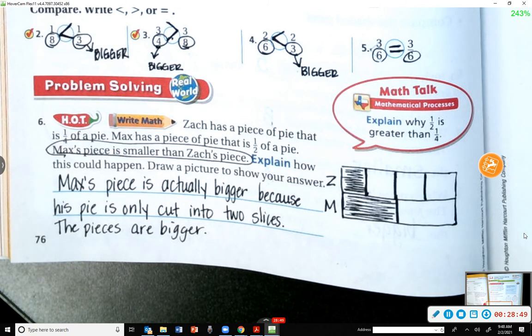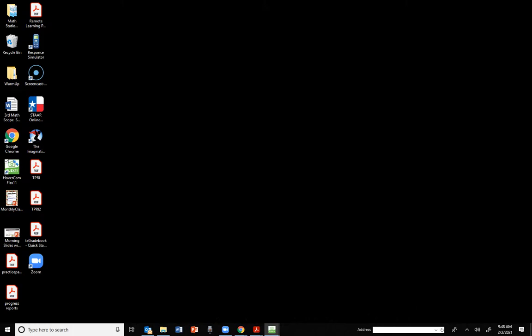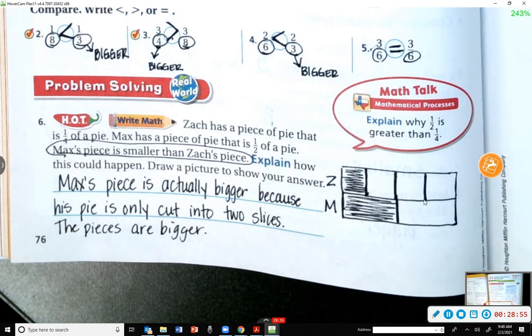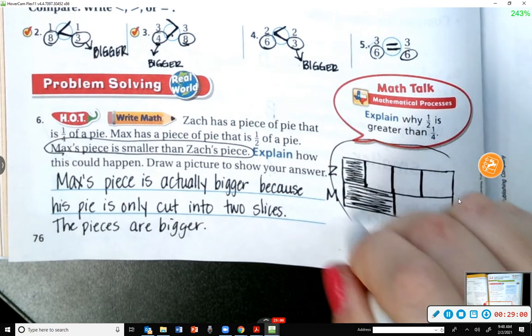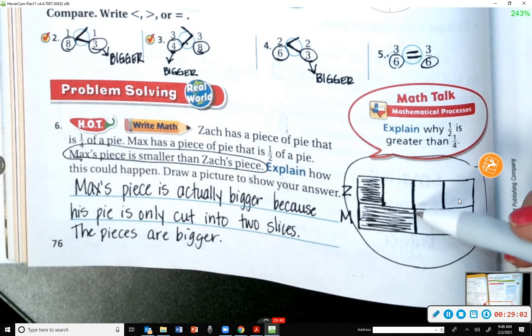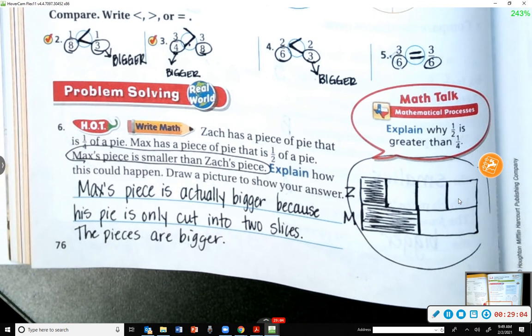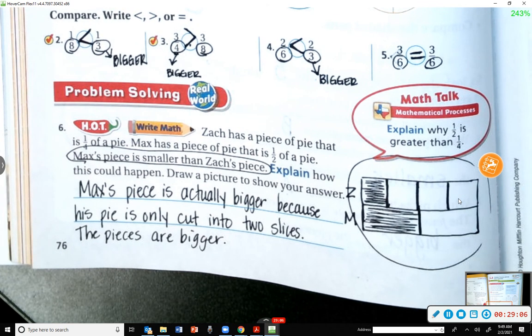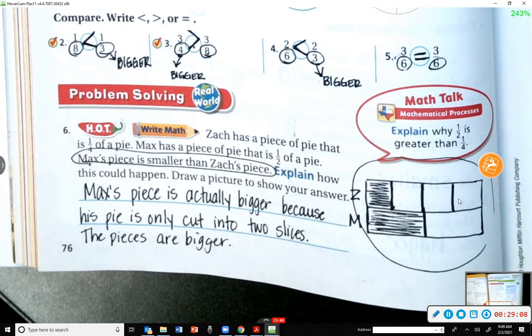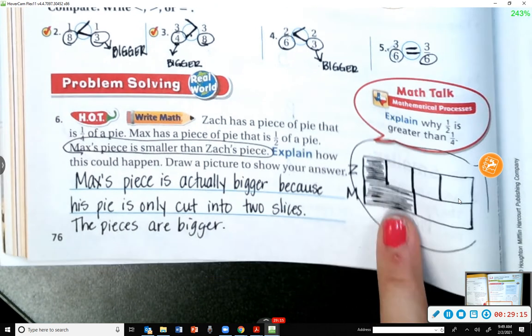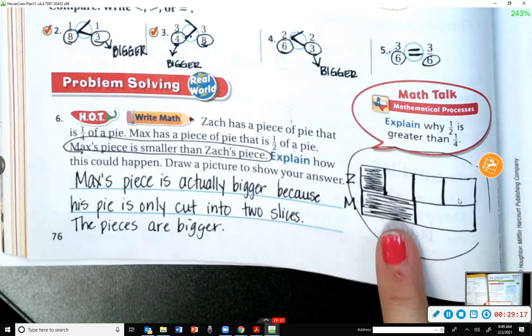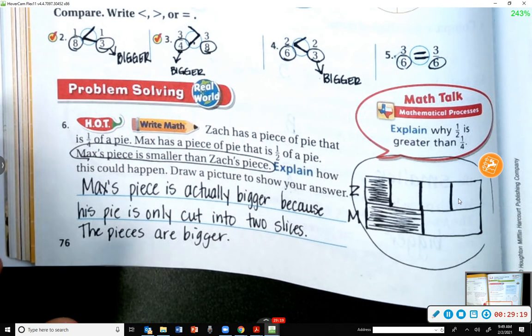Right, Allie? It sounds like he's getting less, right, Bryson, but he's not. Because you can see on the picture we drew, there's 2 pieces. We had to cut it up more times, so those pieces got smaller the more we cut it up. I could go on and write a whole big paragraph about that, but I think you guys get the idea, so we're not going to write all of that down. The pieces are bigger when you only have to cut it into 2 slices. Okay?